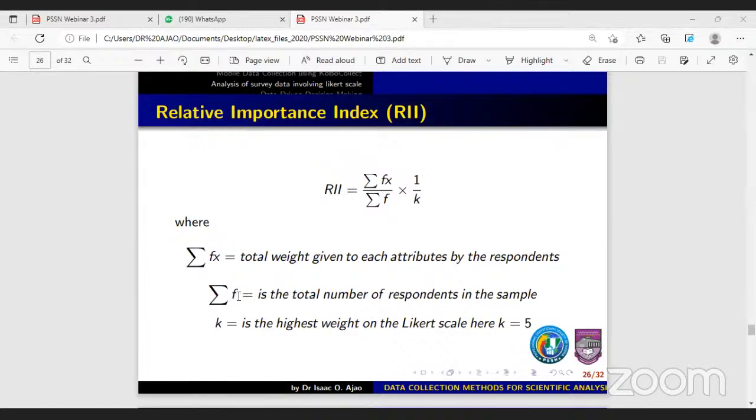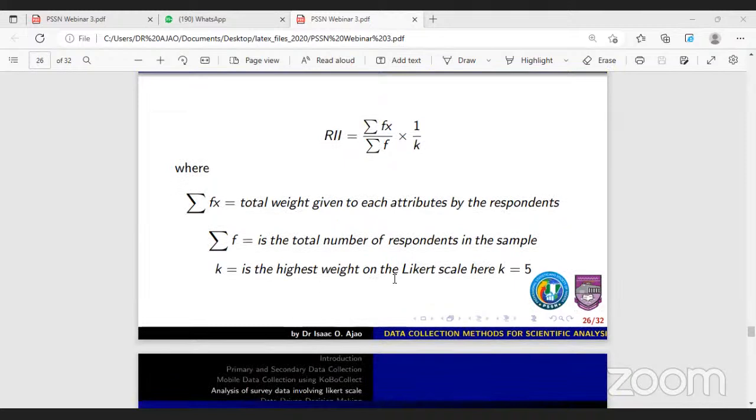So the column for summation of f will be the same. If you distribute 100 questionnaires, the column for summation of f must have 100. But summation of fx differs, because the weights are different. If somebody picks, for example, strongly disagree, another person picks agree. So the weights are different. Agree, we go for maybe 4, because strongly agree is 5. We can't have the same column total here, but summation of f will be the same. Then K is the highest weight on the Likert scale. Here it is 5. The one we're going to use is 5.